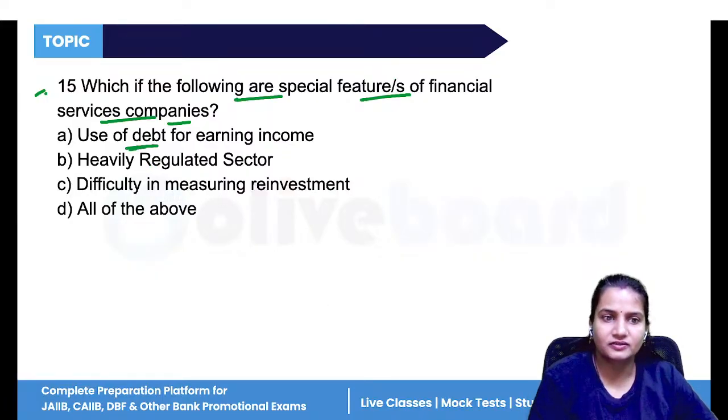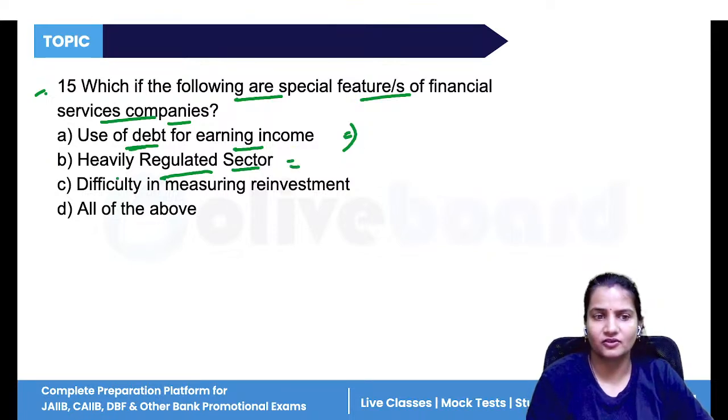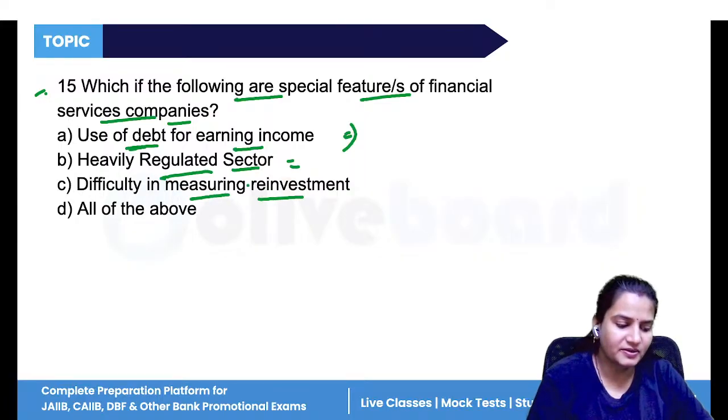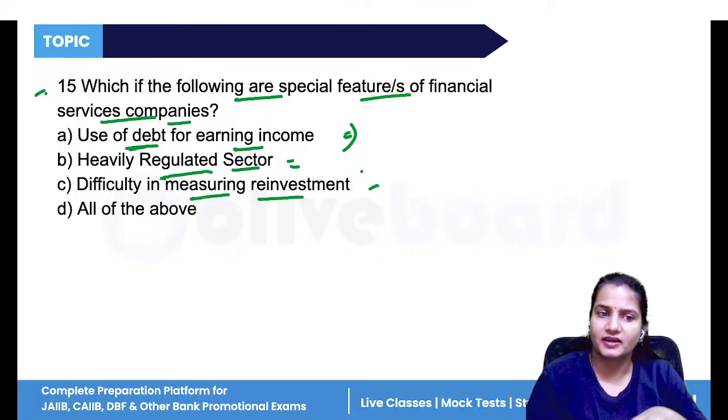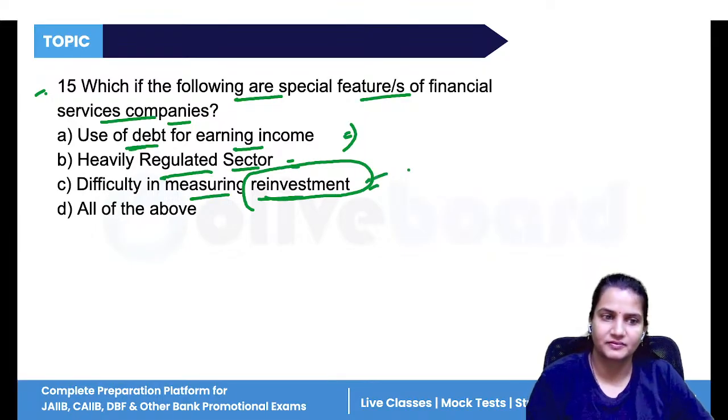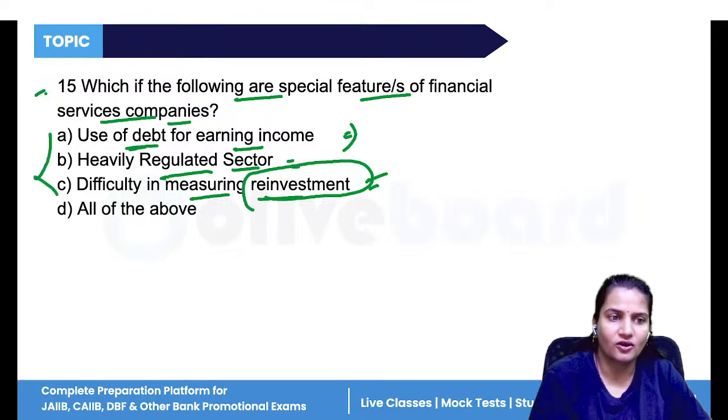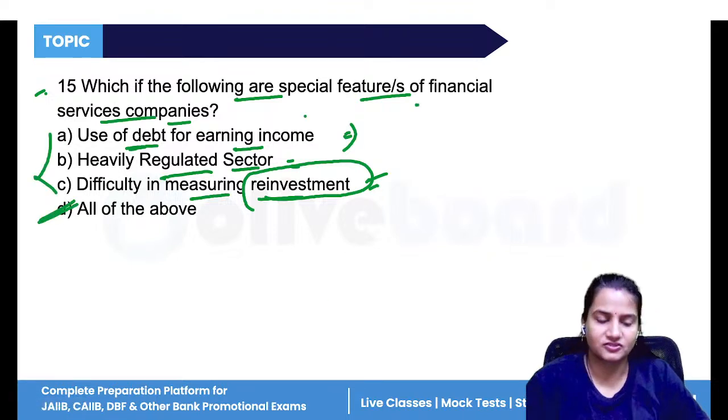The financial company uses debt for earning income. They provide loans and take deposits from the public. They are a heavily regulated sector, with the norms of the RBI and the Banking Regulation Act. Now, difficulty in measuring reinvestment: the earnings of financial enterprises are not of the same type, sometimes high, sometimes low, so it becomes difficult to measure reinvestment. So all the options are correct for financial services companies.